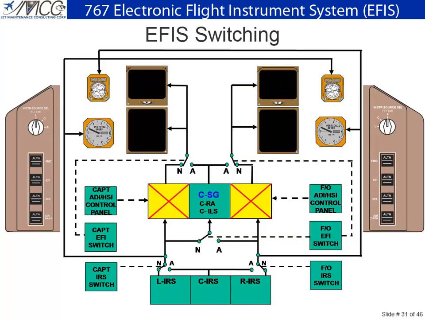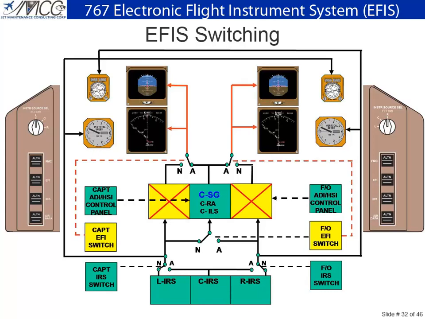Here is a dual symbol generator failure. Selecting both alternate EFI switches allows the center symbol generator to provide data to all 4 displays. Notice that the left or captain's EFIS control panel controls all the display selections.